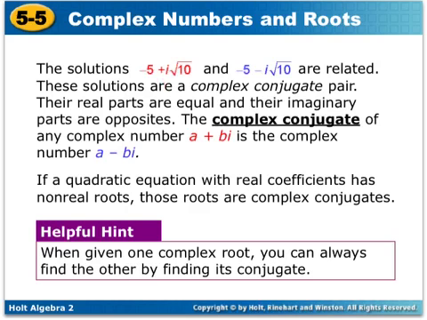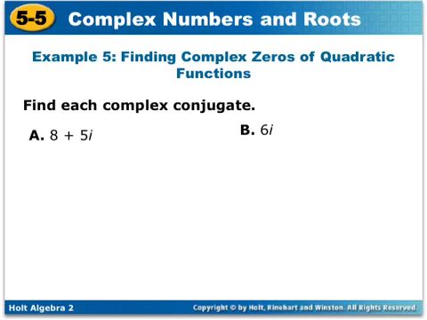The complex conjugate of any number a plus bi is the complex number a minus bi. They're pairs. If a quadratic equation with real coefficients has non-real roots, the roots are complex conjugates. Okay, they always come together. If you see one, the other one's there. When given one complex root, you can always find the other by finding its conjugate. So, simply saying, we're finding the complex conjugate.